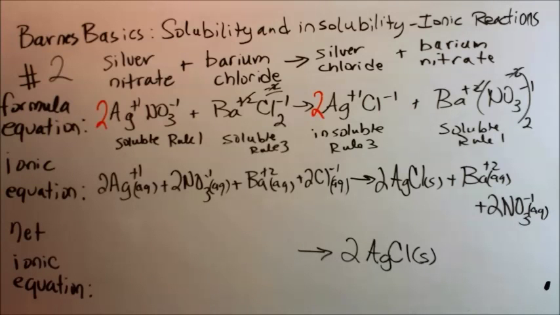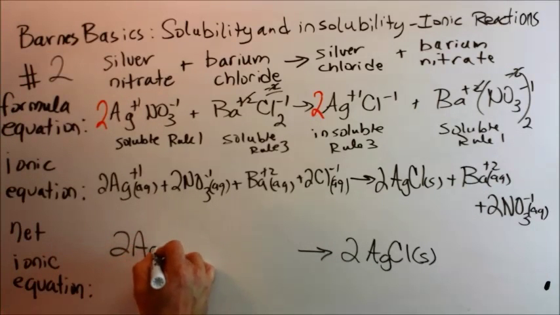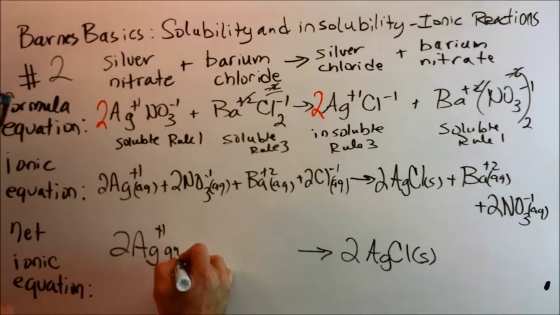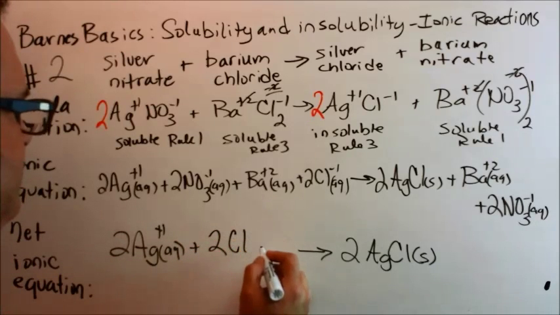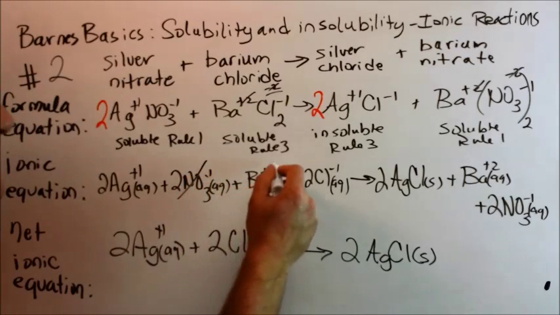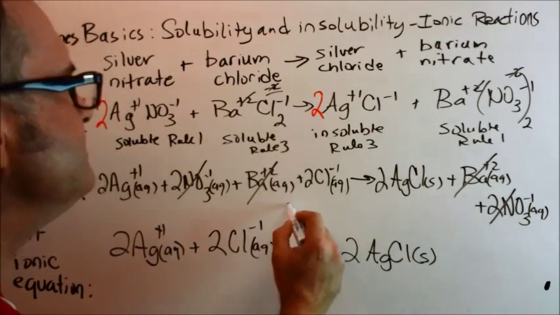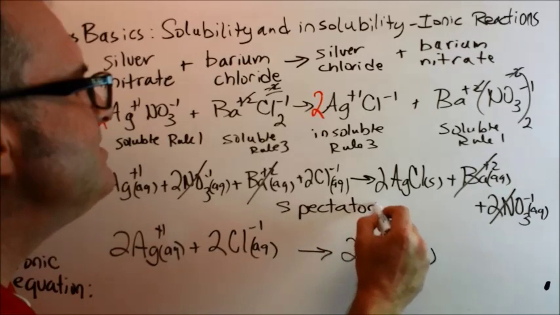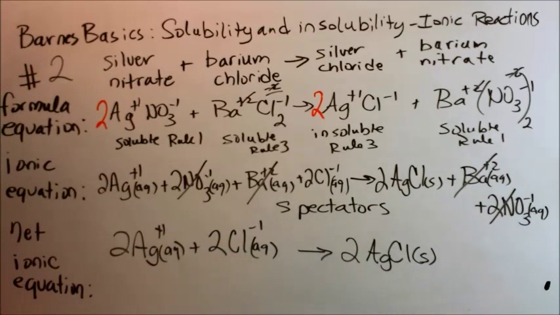In the net ionic reaction, we only write in the chemicals that make silver chloride. So we would write 2 moles of silver +1 aqueous ions, and we would write 2 moles of chloride -1 aqueous ions, create 2 moles of silver chloride precipitant. The ions that don't participate can be thrown out, or they're just marked as spectators. They did not participate in this net ionic equation that resulted in a precipitation reaction.